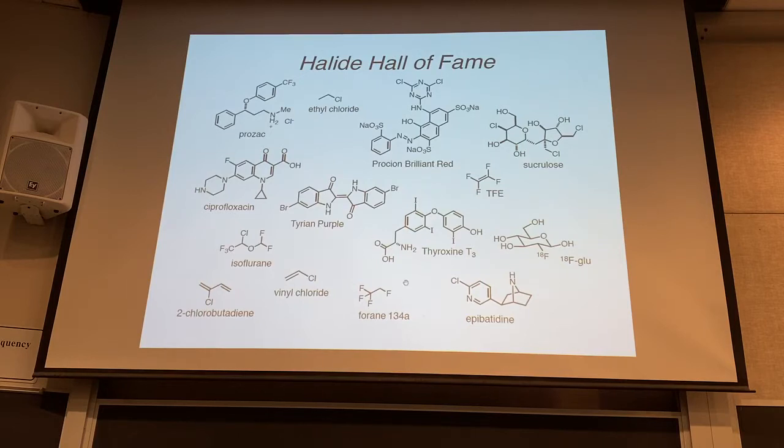Thyroxine, anybody know what that compound does? Produced by the thyroid gland to control metabolism in the body. And notice it's an iodine compound, 3 iodides on here. It's actually a variety of these thyroxine halogenated aromatic compounds that are hormone-like in their activity. And then we have fluoroglucose, a tracer molecule for biological imaging. Epibatidine, a chloropyridine, painkiller compound.